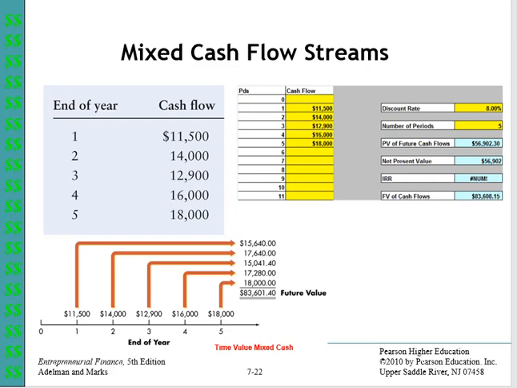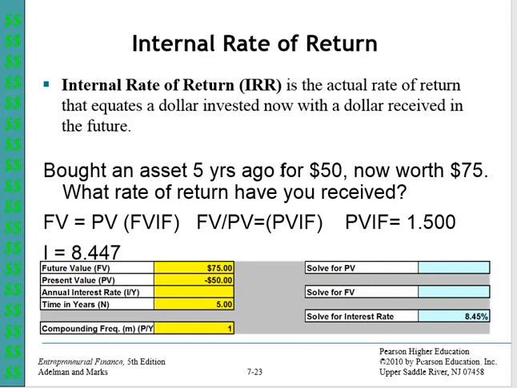The first thing we might want to know is, what is the internal rate of return, or the return we actually receive on an invested dollar? Again, we use our time value of money spreadsheet. We bought an asset for $50 5 years ago, and today it's worth $75. What rate of return would you receive?